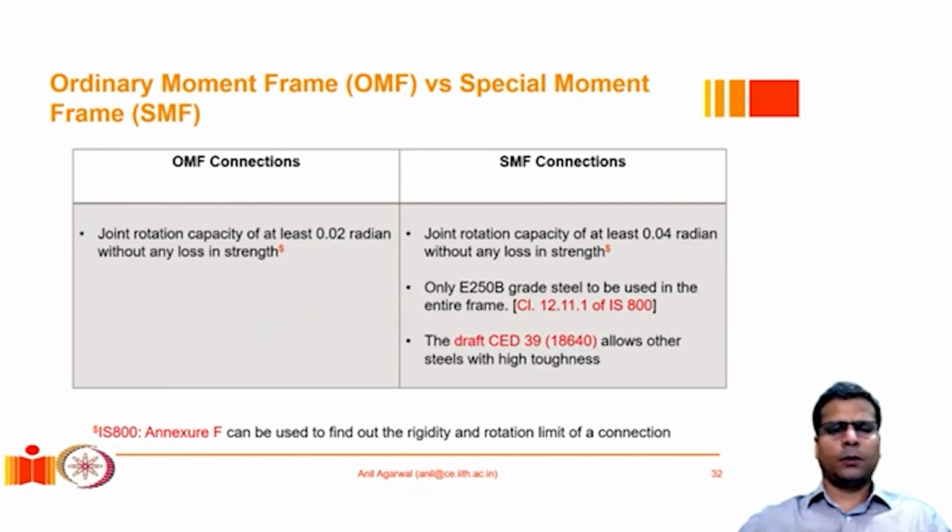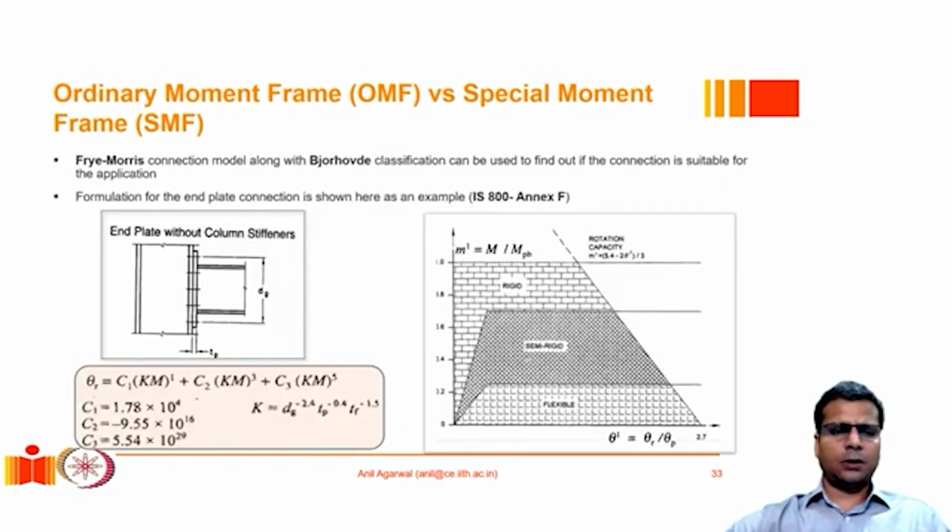For a special moment frame, however, this requirement is more stringent and it requires at least a 4% or 0.04 radians of relative rotation between the beam and the column without any loss in strength. So that's a very critical aspect. Now, how do we know which connection is capable of undergoing this kind of deformation without any loss in strength? For that, we can go to IS 800. There is an Annexure F, which is taken from Bjorhovde's research, wherein they have developed some nice curves which relate the rotation with moment, and then there is a limit that is set according to this equation.